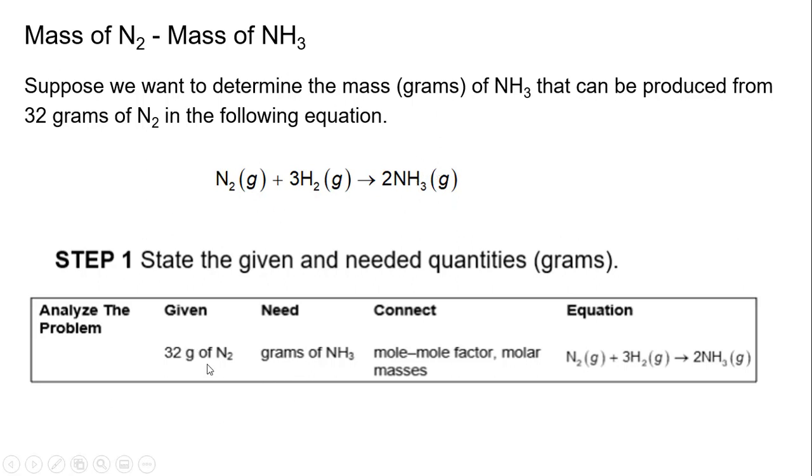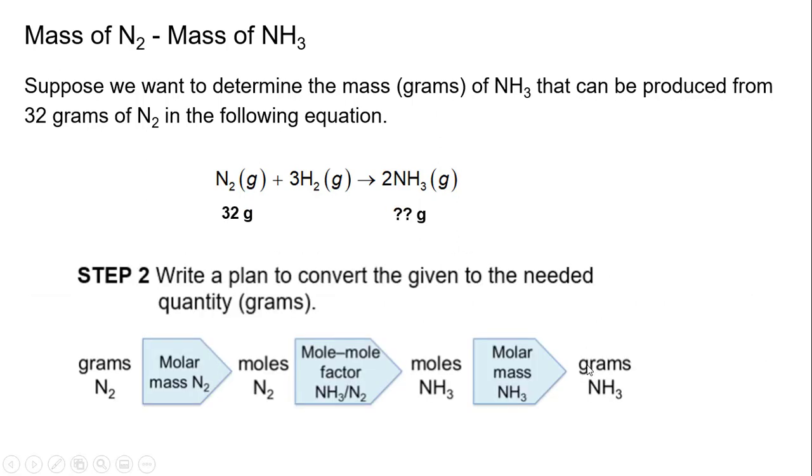So here we have 32 grams of nitrogen to start off with. We need grams of ammonia, and remember, these G's mean gas. So it's nitrogen gas, hydrogen gas produces ammonia gas. And we need to do a mole to mole factor, and we need the molar masses using this equation.